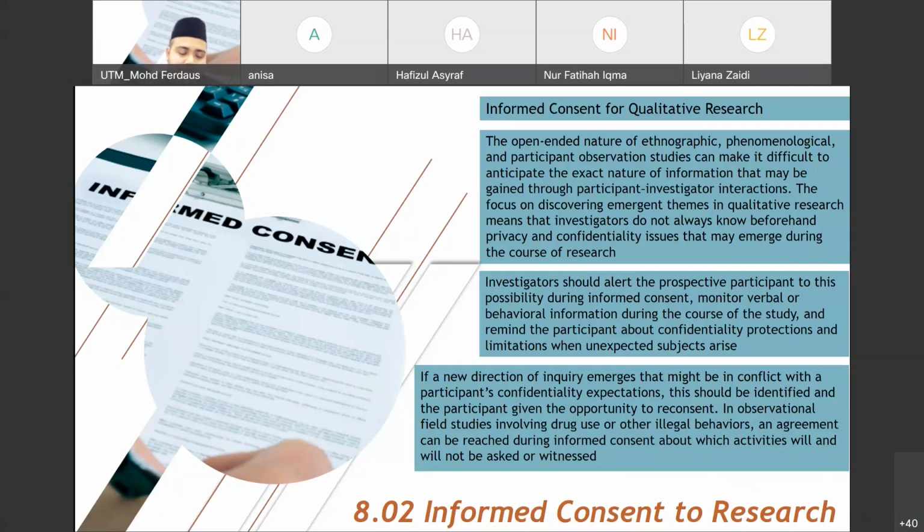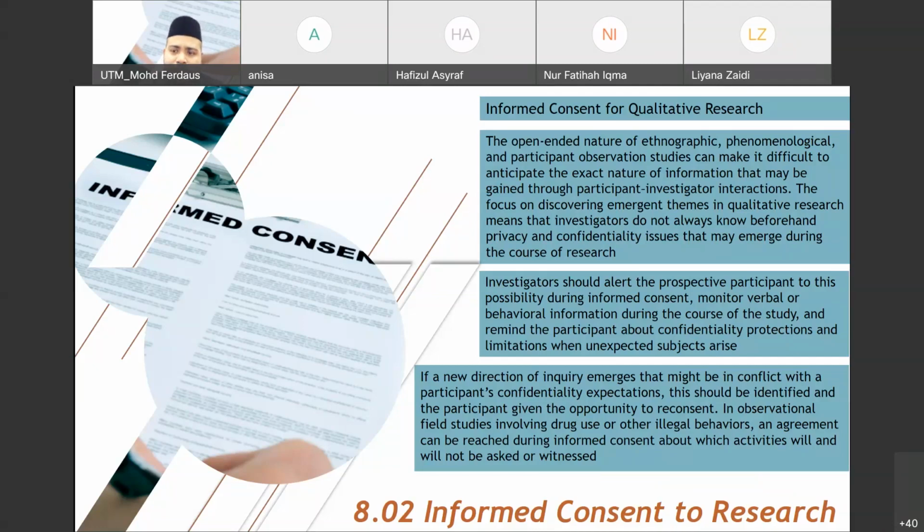So you try to understand by living with them, ethnographers. Phenomenological is basically you want to study from the narrative perspective, how they describe an event, how they elaborate, how they explain an event that happened to them. And then participant observation is basically you don't tell them that you are a researcher. Instead, you join them and you become a participant yourself. But in actuality, you are the researcher who wants to observe the behavior of the participant.